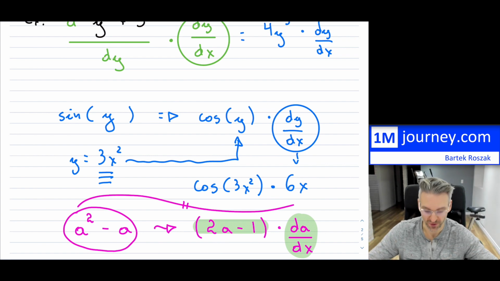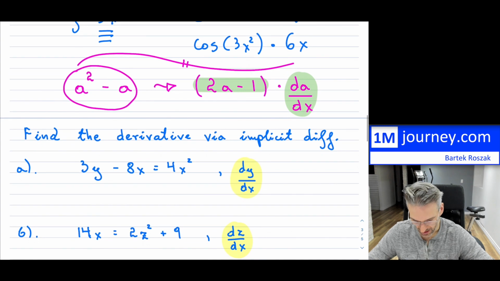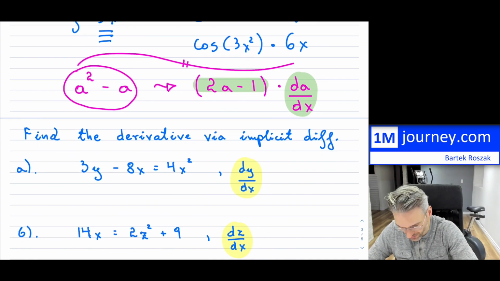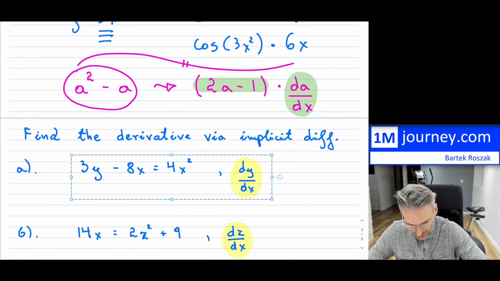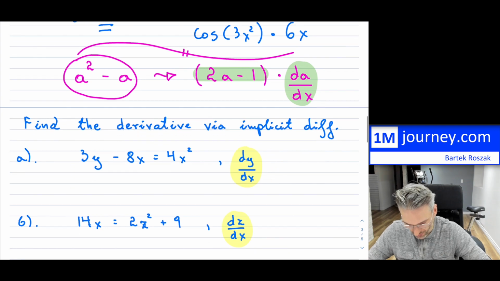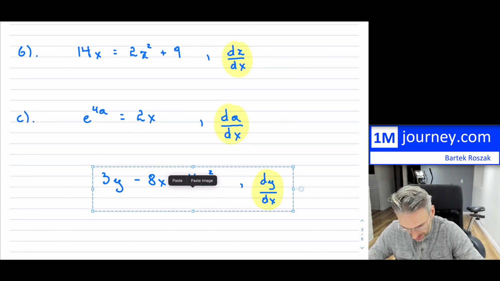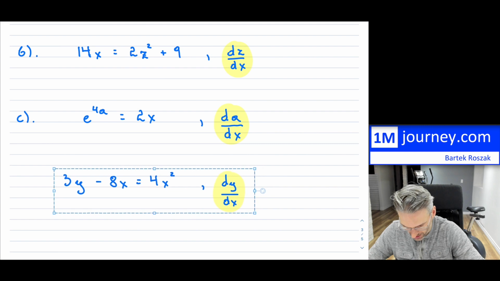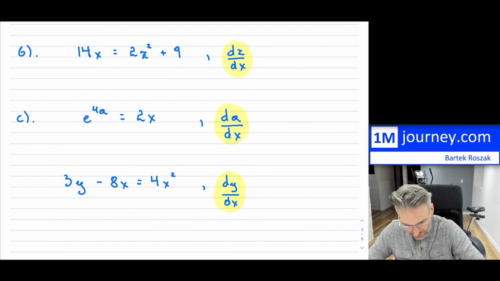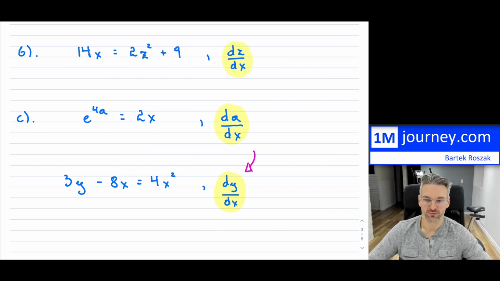Let's see a few examples like this. So here's my first. It says we want to use implicit differentiation. This first one that I have for you, we don't really need implicit differentiation. So here we want to be able to find dy dx, the derivative with respect to x of this.